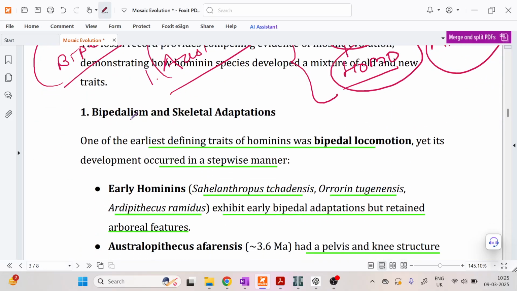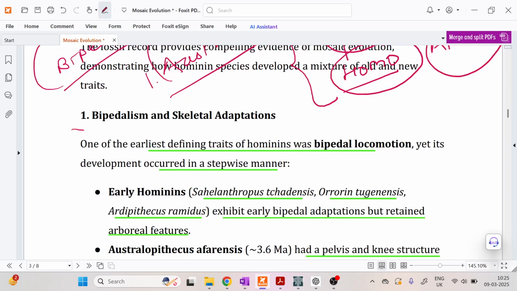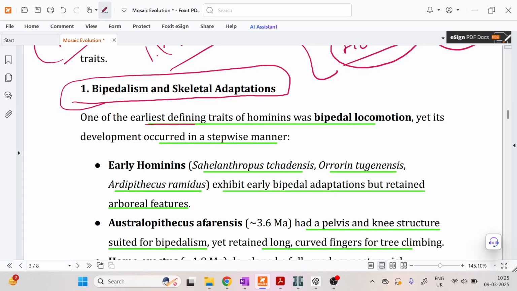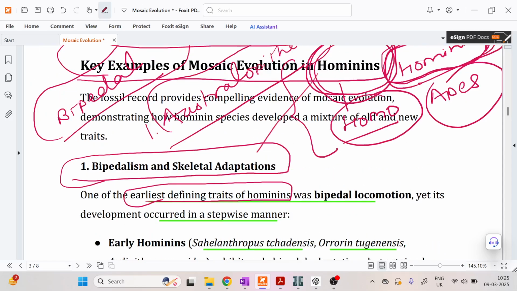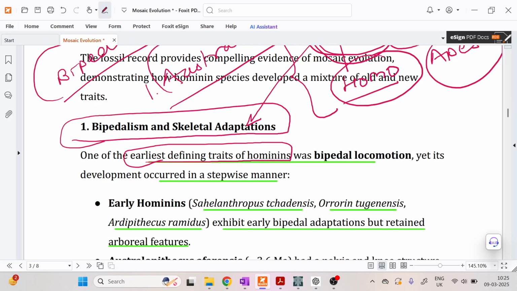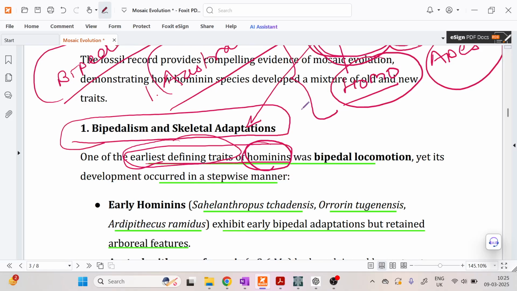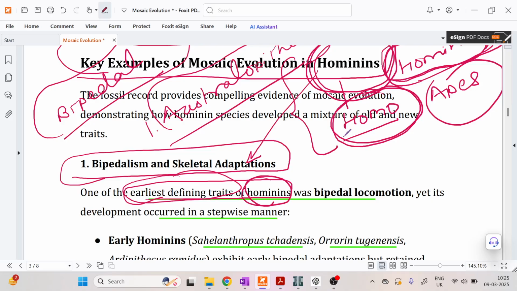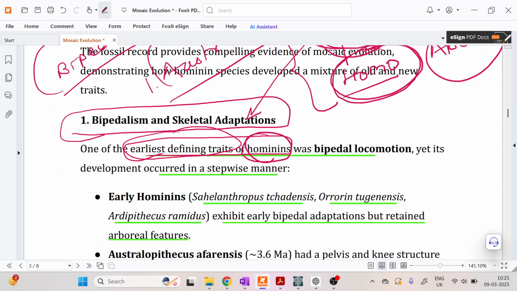Now, so first example, bipedalism and skeletal adaptation. So one of the earliest defining traits of hominins, here the explanation has come that hominins have some defining traits. Most of the traits which are present in modern Homo sapiens, and we take them as the parameter to define hominins, and one of the earliest traits was bipedal locomotion.